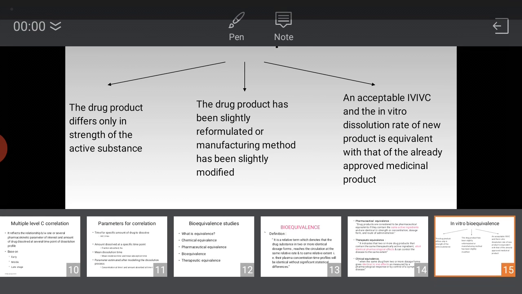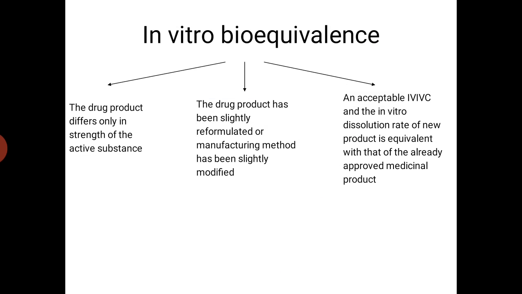Okay, next one is in vitro bioequivalence. Bioequivalence can be performed in two ways. The term bioequivalence means purely in vivo, but bioequivalence can be predicted in vitro and in vivo also. Okay, so what is the need of bioequivalence?